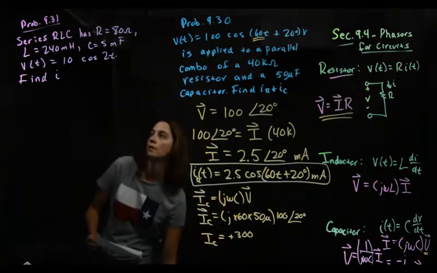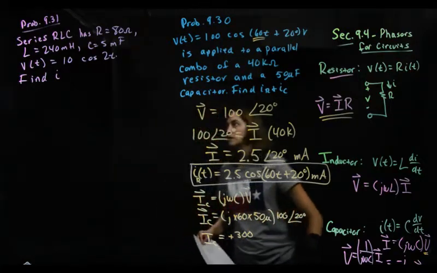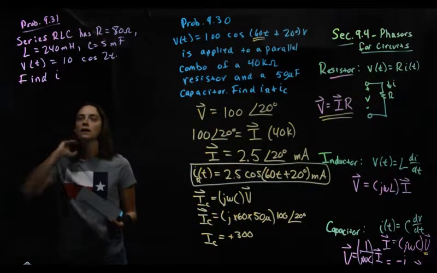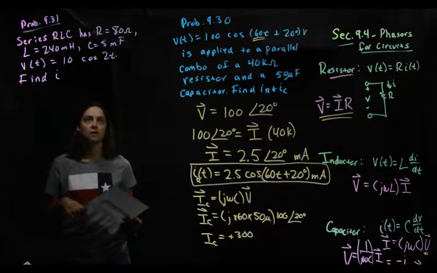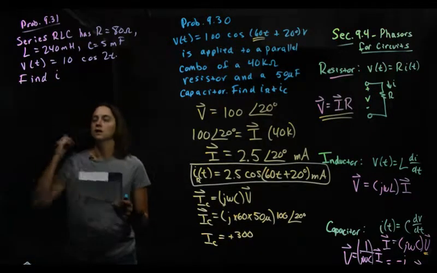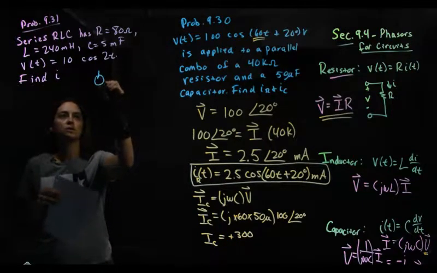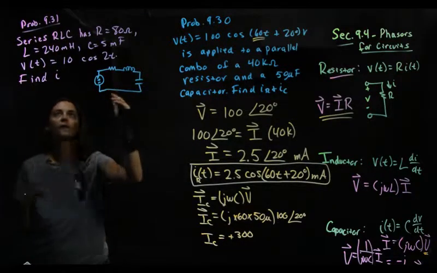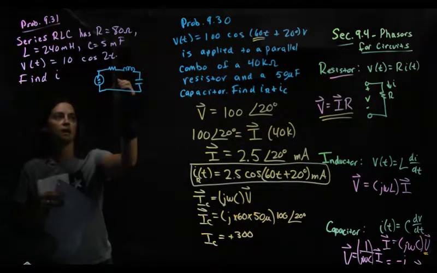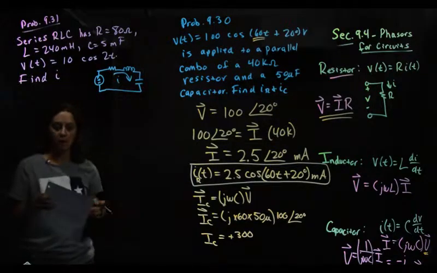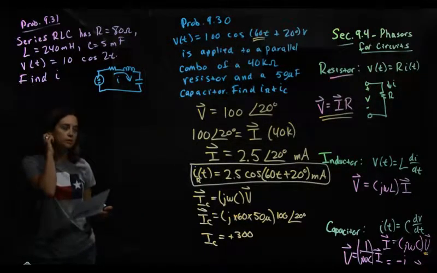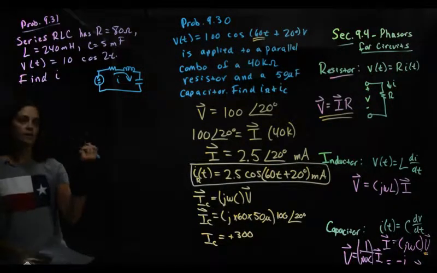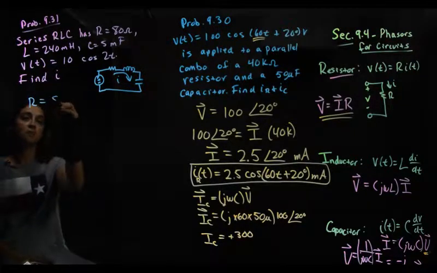Okay, let's look at 9.31. We have a series RLC with an R of 80 ohms, an inductor of 240 millihenries, a capacitor of 5 millifarads, and a V of t of this. You don't need to draw it, but it's just saying everything's in series, so it doesn't matter what order. It wants us to find I. Everything's in series, so the same I is going through all of them. So we want to represent all of these in our phasor notation. R in phasor notation is just R. It's 80.